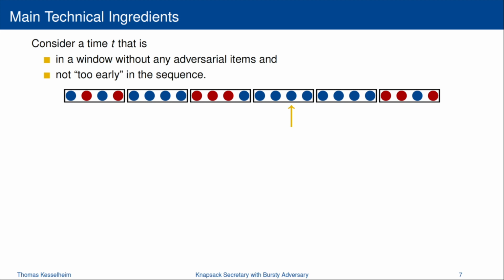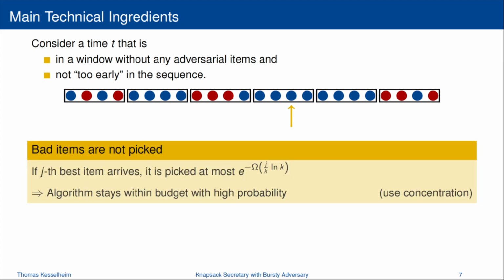What is happening then? Well, it may be that a good item arrives, in which case we should make sure that we accept this item, or a bad item arrives, in which case we should make sure that we reject it. Let's talk about the case of a bad item first. Let's assume that the jth best item arrives. We show that then the probability that it is picked is upper bounded by the term that you see here, which is exponentially decreasing in j.